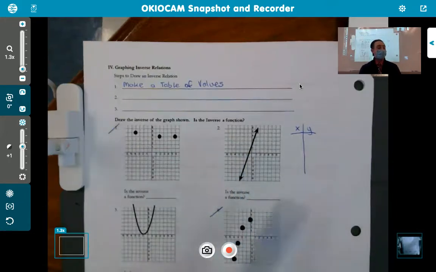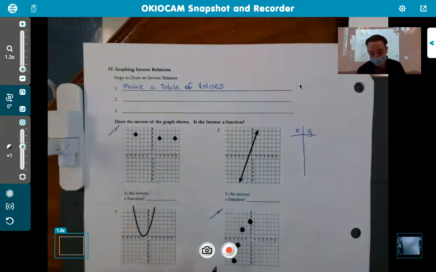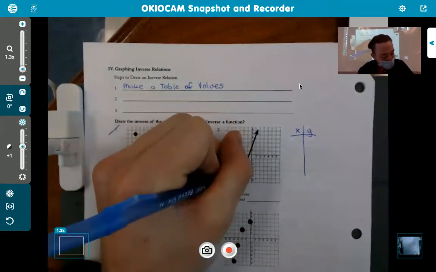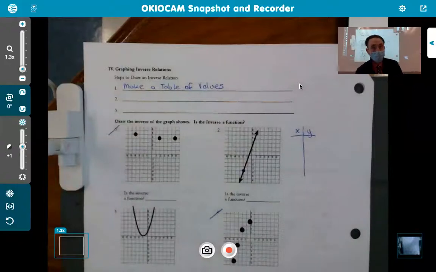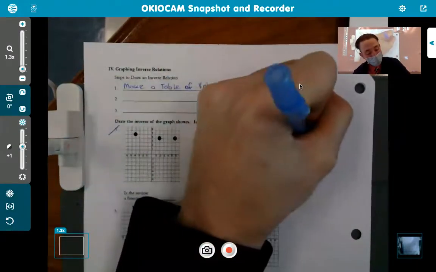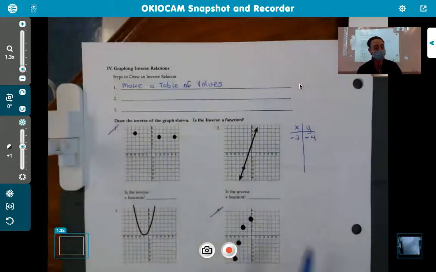So if I'm going through and I'm using this original graph over here for number 2, at -2, it looks like I have a point at -4. So in my table, I'm going to write -2, -4. That was the X and Y value that I found just by looking at my graph.